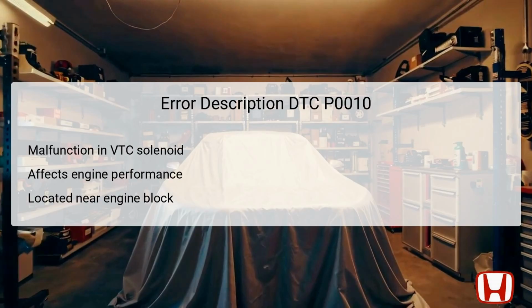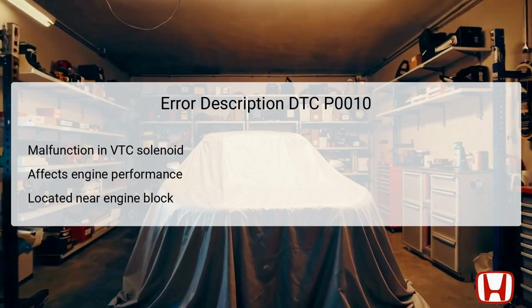The DTC P0010 signifies a malfunction in the Variable Timing Control (VTC) Oil Control Solenoid Valve A. This solenoid plays a vital role in controlling oil flow to the VTC system, which adjusts the timing of the engine's intake and exhaust valves. A diverse range of issues can arise from a malfunctioning solenoid, including reduced engine power, increased emissions, and potential engine stalling. The solenoid is situated near the engine block, usually attached to the valve cover through a 2-pin connector.